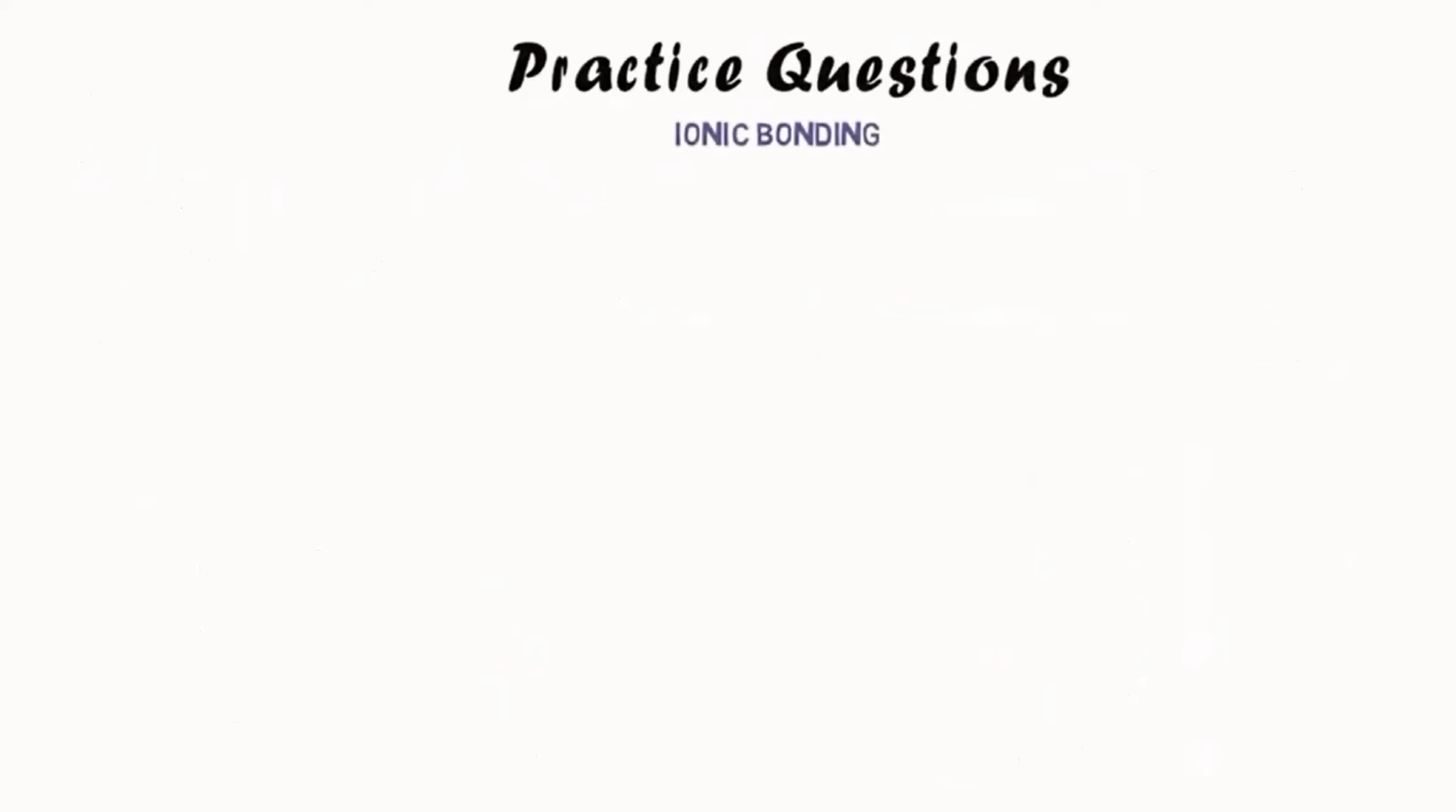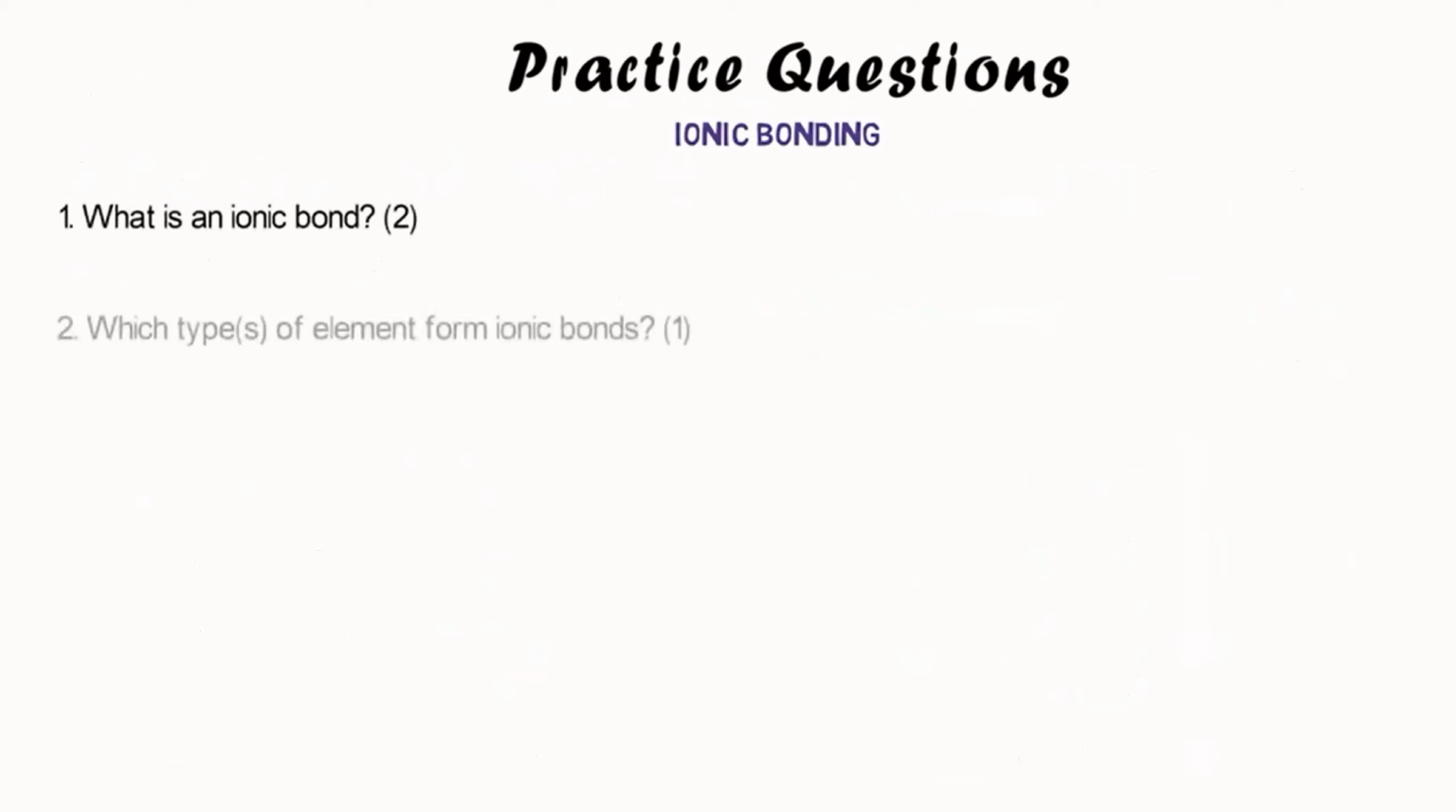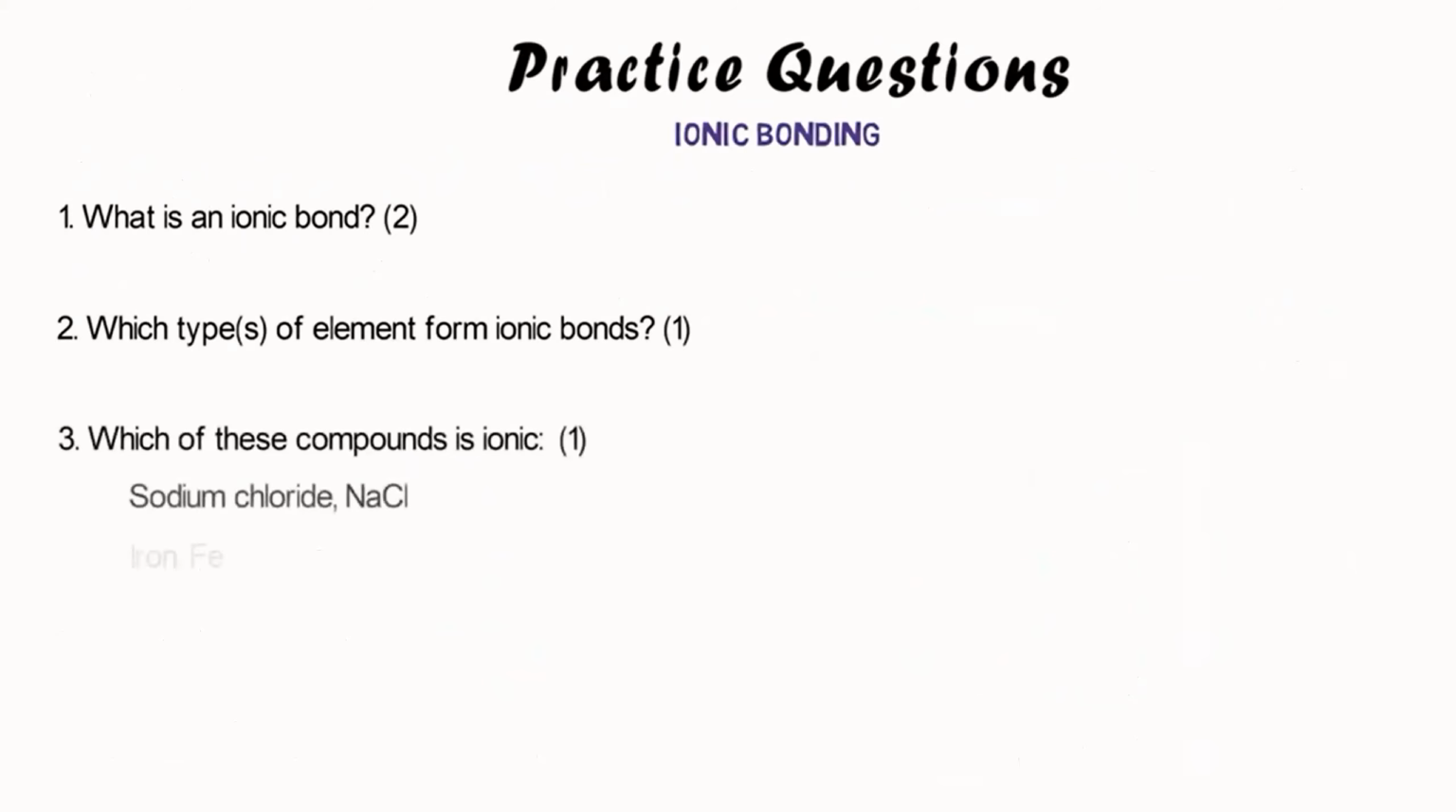Here's some practice questions about ionic bonding this time. So number one, what is an ionic bond? And note this one's a 2-mark question. Number two, which types of elements form ionic bonds? Number three, which of these compounds are ionic? There's just one in this case. We've got sodium chloride, iron, diamond, sulfur dioxide, or oxygen. Pause the video and have a go.